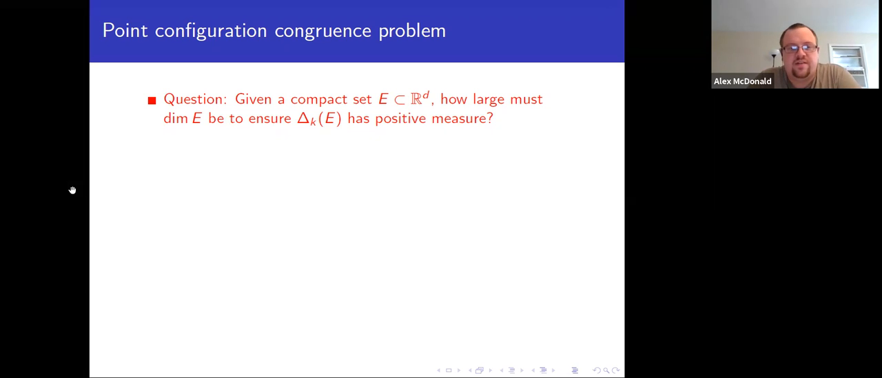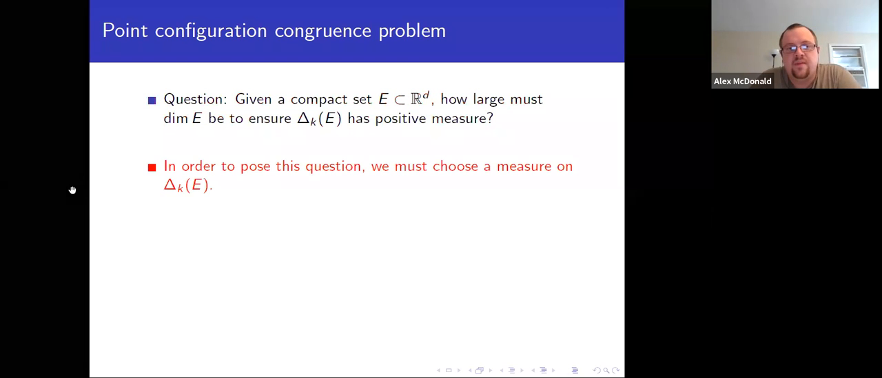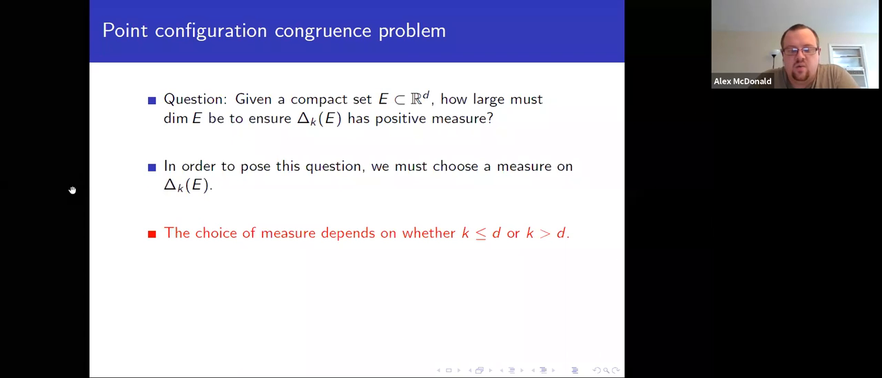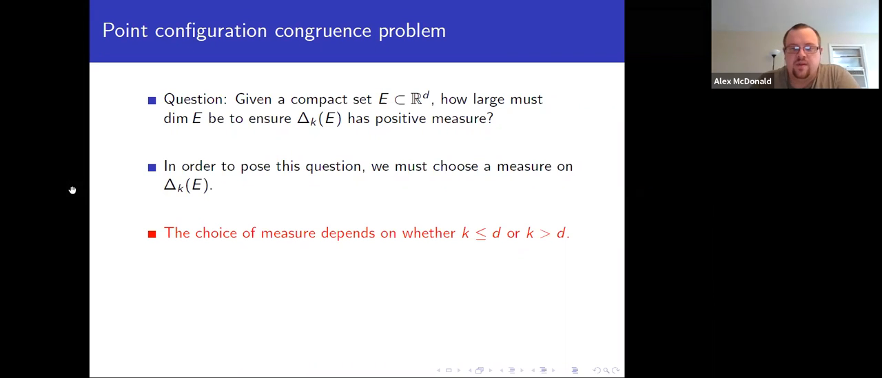So in order for this to be a good question, we first have to agree on what measure we're taking on Delta_k(E). When k equals 1, we already decided that we can identify this with the distance set. This is a subset of the real line, so you can take one-dimensional Lebesgue measure. So what about when k is larger? Our choice of measure will depend on whether k is less than or equal to d, or whether k is greater than d.